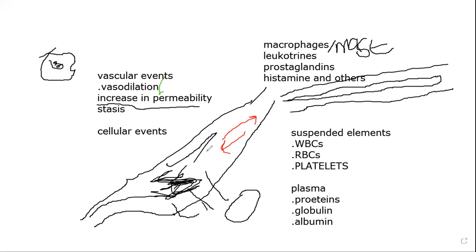Let me summarize in 2 minutes. I said acute inflammation has two components: vascular events and cellular events. And remember, this was from the definition. We said that inflammation is a response to damaged tissue that initiates the cellular and vascular events that are designed to remove the cause or the infectious agent and also initiate repair.